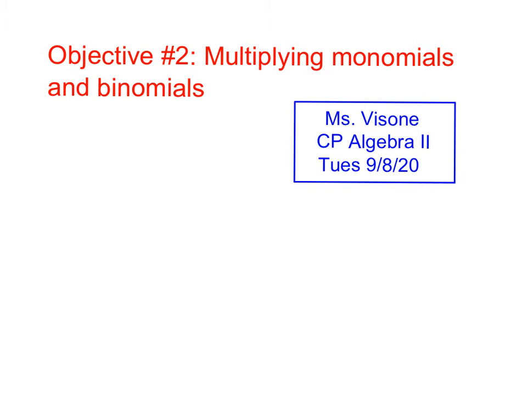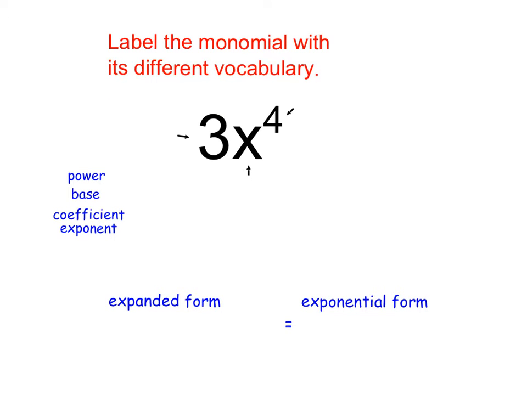Hi everybody, so today we are going to do lesson number 2, and this is a review of multiplying monomials and binomials. So we did do a little bit of this in geometry, and we definitely did this in Algebra 1. Alright, so let's quickly look at this, and we're going to label the monomial. So monomial 1, right? Remember with a monomial you can't have a negative exponent though, so that's important.